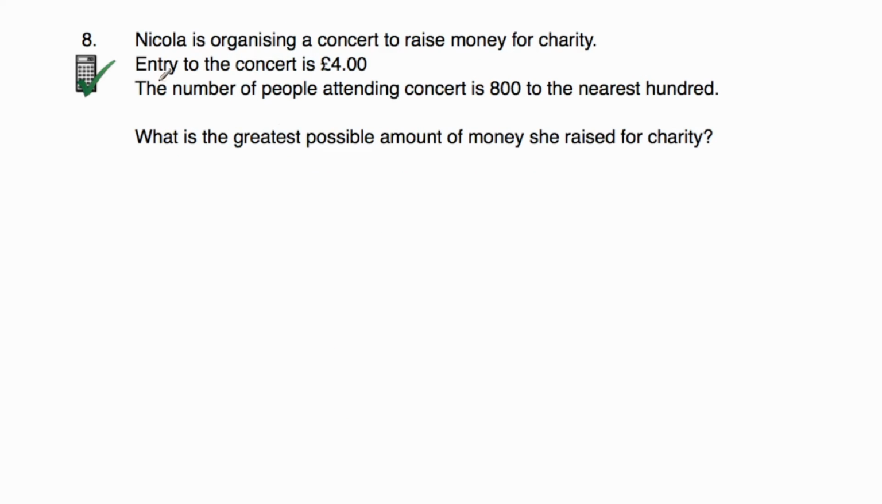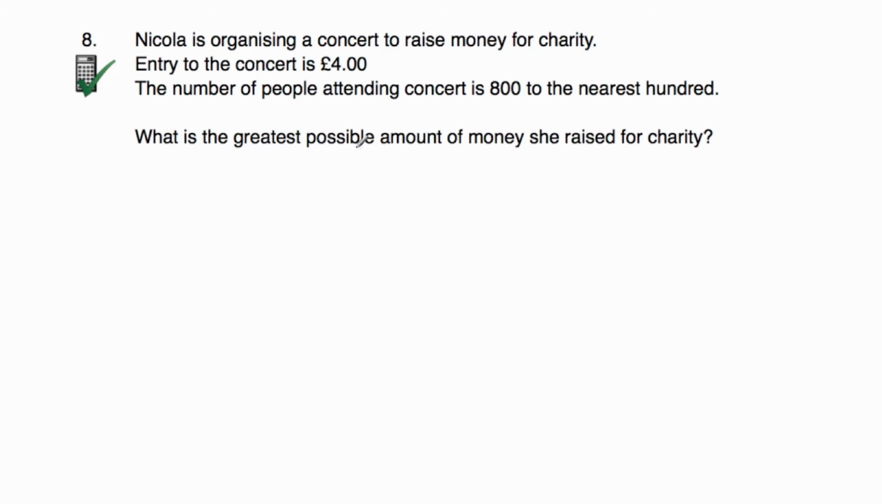So question number 8 says, Nicola is organising a concert to raise money for charity, and entry to the concert is £4. So it costs £4 to enter the concert, and that's not rounded, that is £4, everyone's paying £4, and the number of people attending the concert is 800 to the nearest 100. So that means it could have been a number lower than 800, it could have been a number higher than 800, but when it was rounded to the nearest 100, the answer is 800. And the question is, what is the greatest possible amount of money that she has raised for charity? And this is a calculator question.